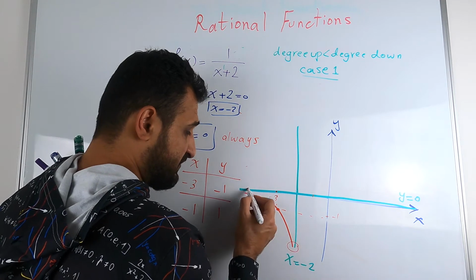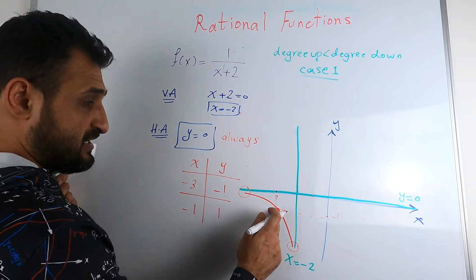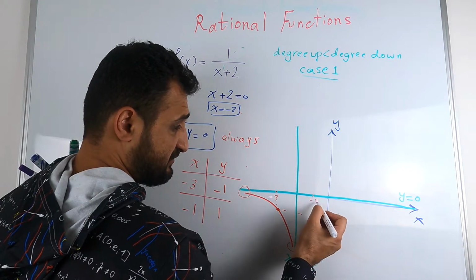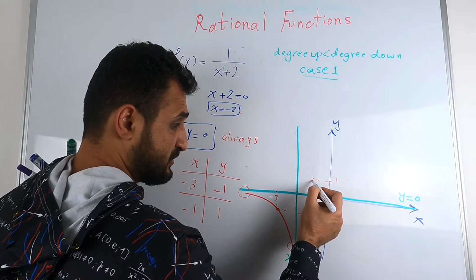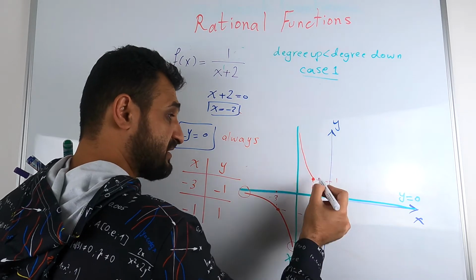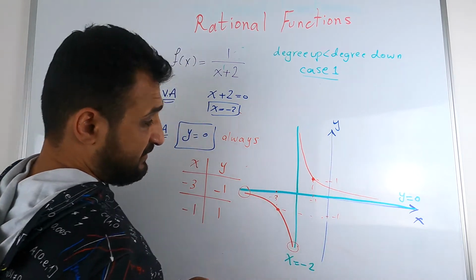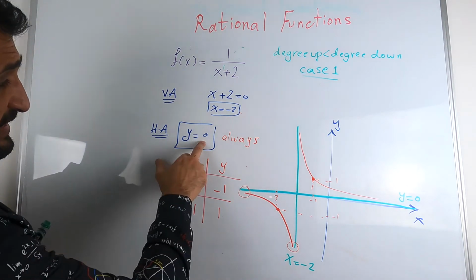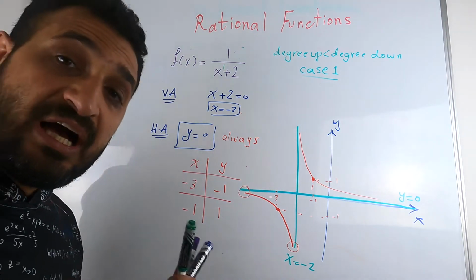Asymptotes will never touch the graph. Remember that. So the other part will be opposite of it. X is negative 1, y is 1. So here. So the graph will be in this part. That's all about case 1. It's very easy. It has always y equals to 0. I'll go for one more example.